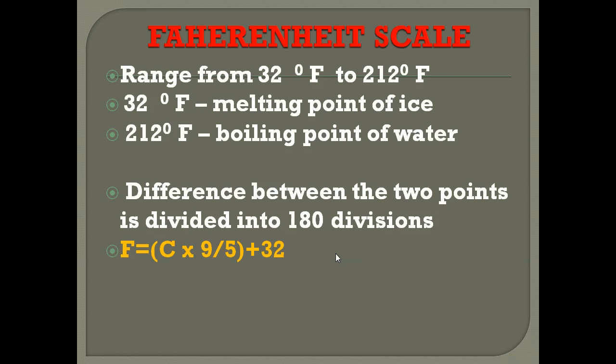Temperature in the Celsius scale is related to the temperature in the Fahrenheit scale by the following relation: F is equal to C into 9 by 5 plus 32, or C is equal to 5 by 9 into F minus 32.